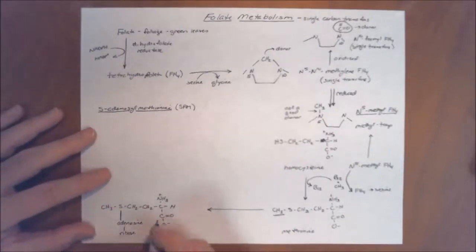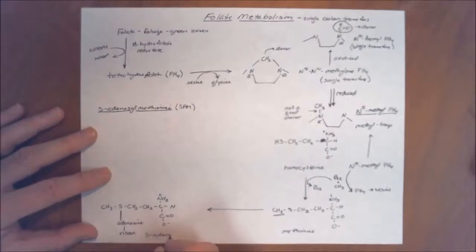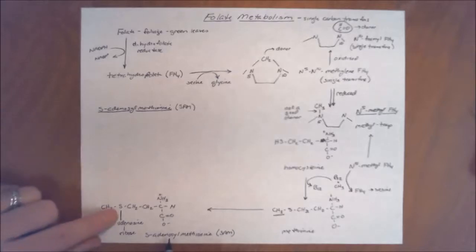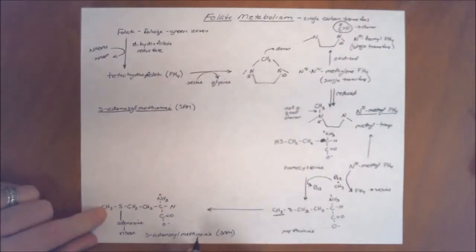Now what this does is create the molecule S-adenosyl methionine, or abbreviated SAM. S-adenosyl means that we have the adenosine residue on the sulfur group. Methionine is our backbone amino acid for this transfer.